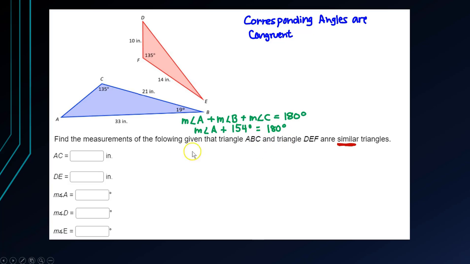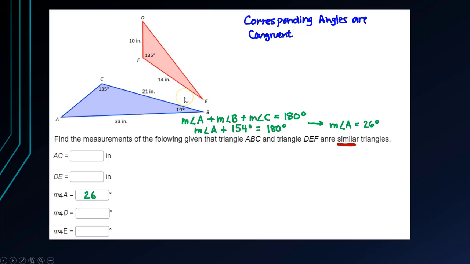So in this triangle down here, I know two of the three angles, and I know that they should total up to be 180 degrees. So if I take 19 degrees plus 135 degrees, I get 154 degrees, plus whatever the measurement of angle A is, should total 180. That means that the measurement of angle A should be 26 degrees. So I now know this is 26 degrees.